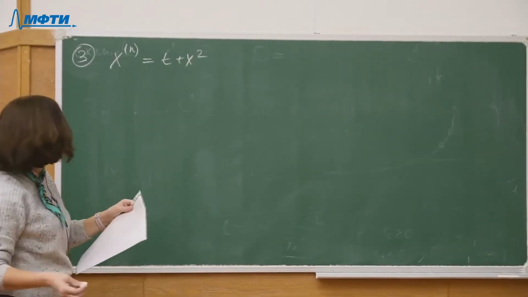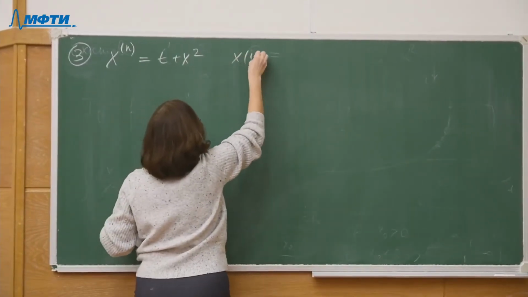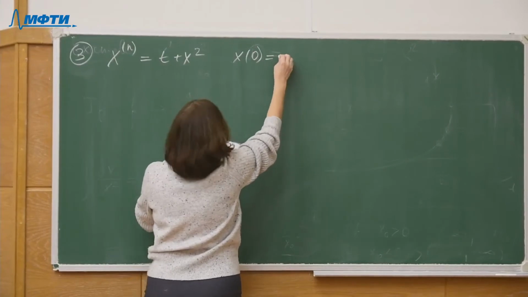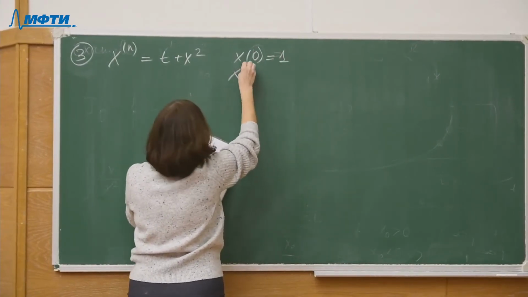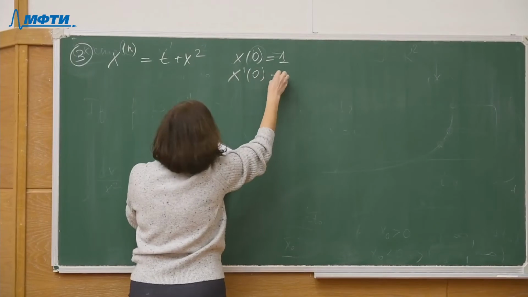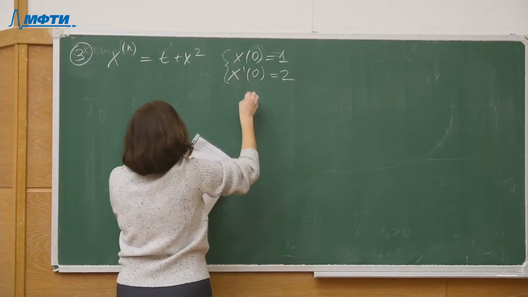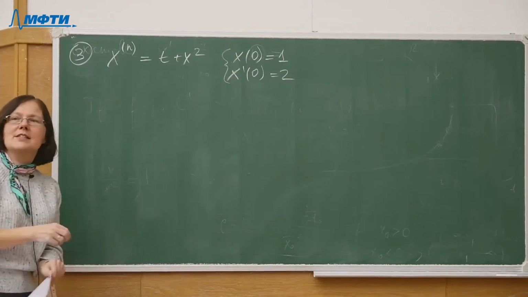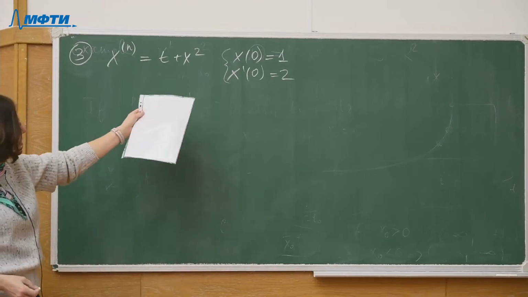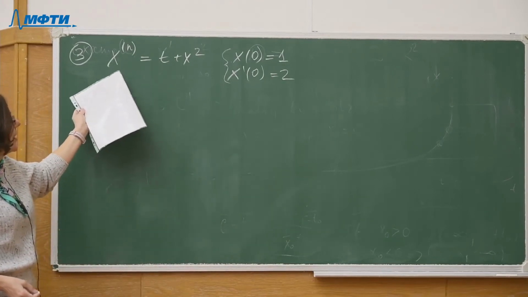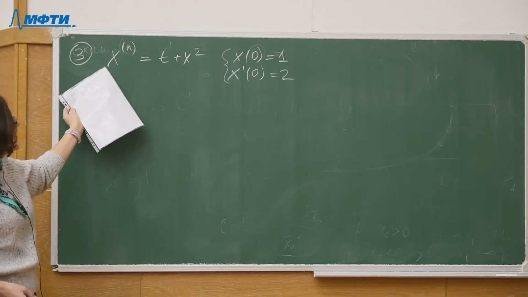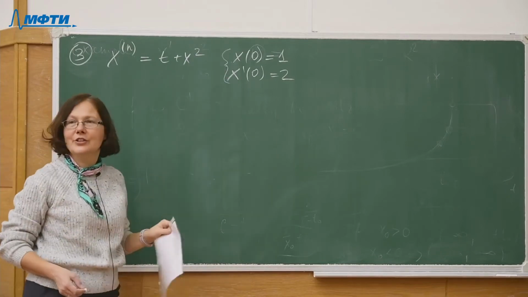So we are given an initial condition, x of 0 equals 1 and x prime of 0 equals 2. So these are two initial conditions. Okay, how many solutions are there that satisfy these initial conditions?